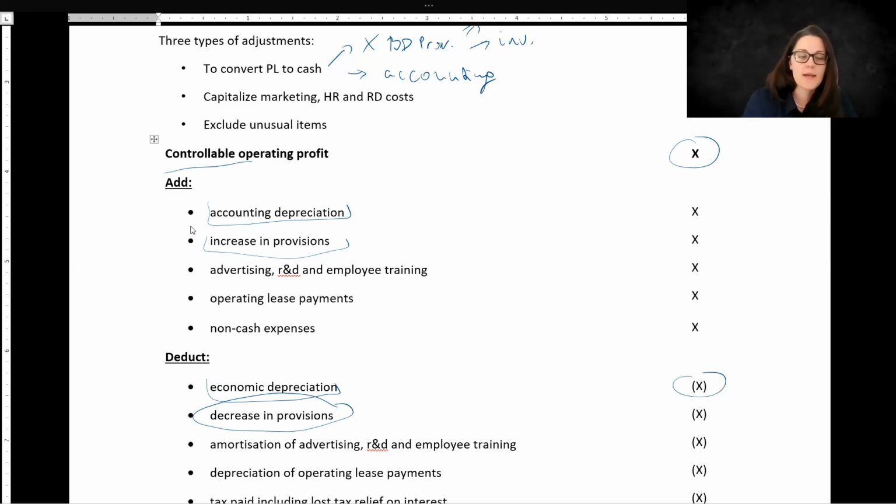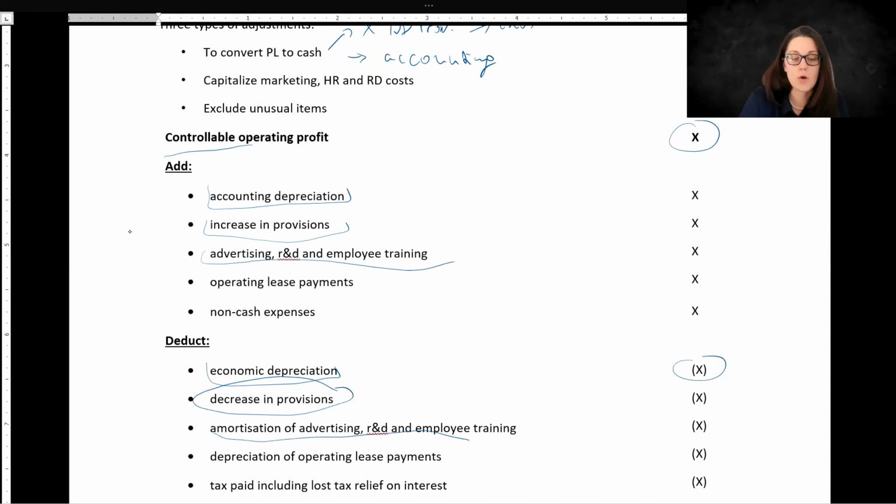We will capitalize advertising, research and development, and employee training costs because we need to capitalize those long-term value-creating expenditures, and then we are going to amortize them based on the consumption.